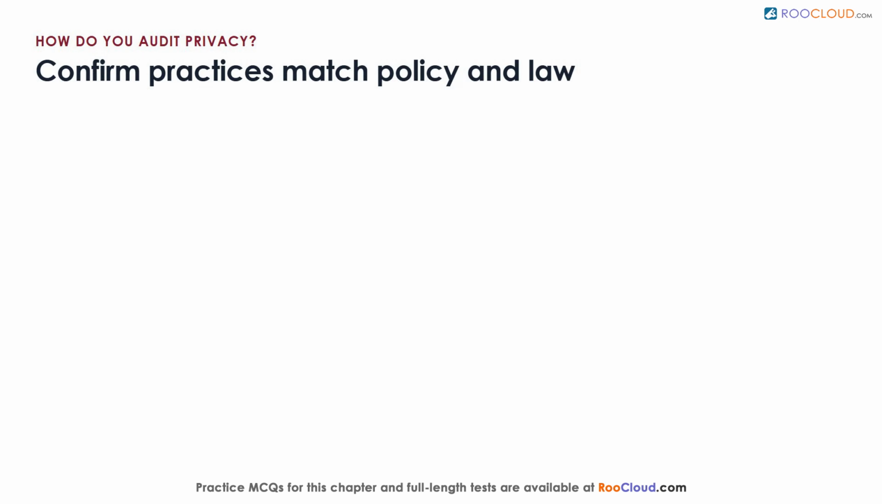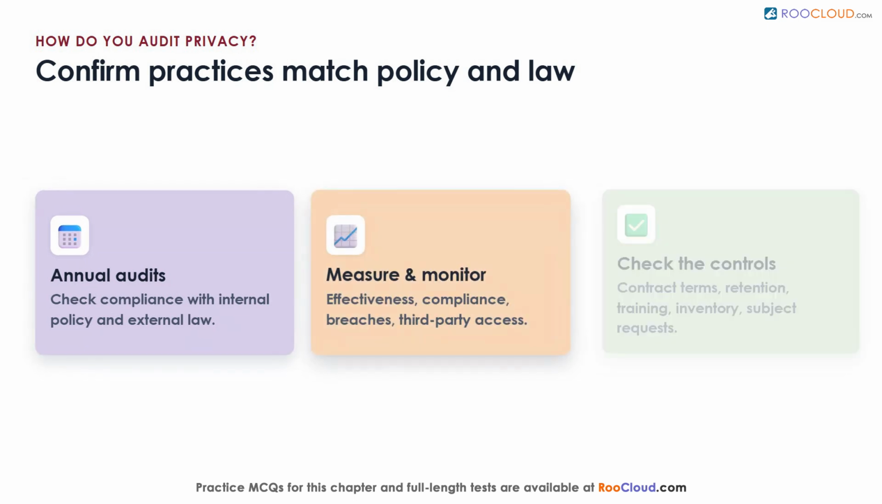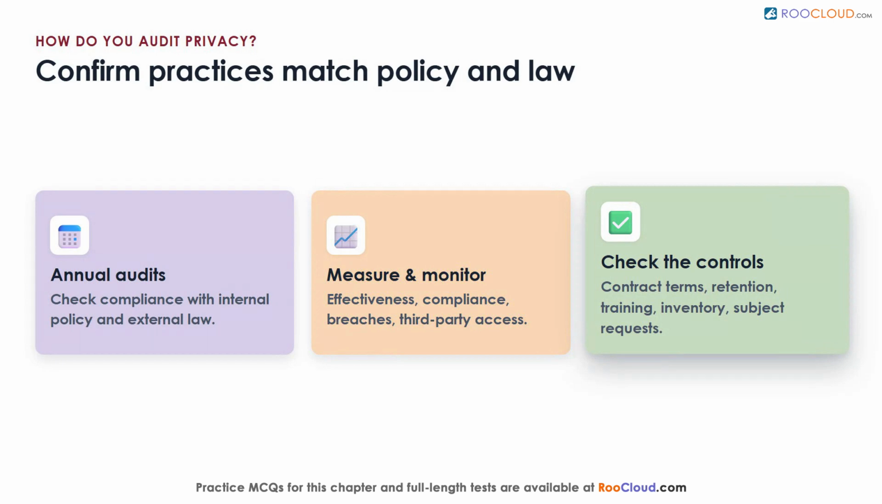So how do you audit a privacy program? Privacy audits confirm your practices match the rules. They check compliance with internal policy and external law. Annual data protection audits are essential here. Build a framework to measure and monitor the program. Track effectiveness, compliance, breaches, and third-party access. As the auditor, you evaluate how well the controls work. Are privacy terms in third-party contracts? Are retention and destruction rules actually applied? Did employees get trained, and is the data inventory kept up? And are people's requests handled the right way?